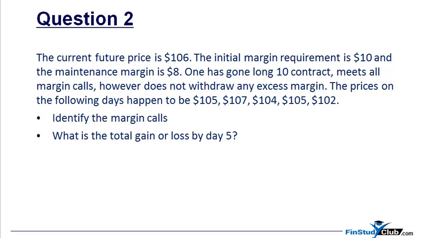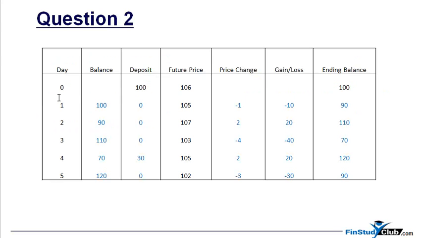So for your convenience, I've drawn the table so that it helps us understand initial margin, maintenance margin, and how margin calls get triggered and how mark to market happens. So there we are. On day 0, when the future price was $106, that's when he took a position, and that too in 10 contracts. Now the initial margin requirement was $10 per contract, so on 10 contracts he would have paid $100. So that's the deposit amount.